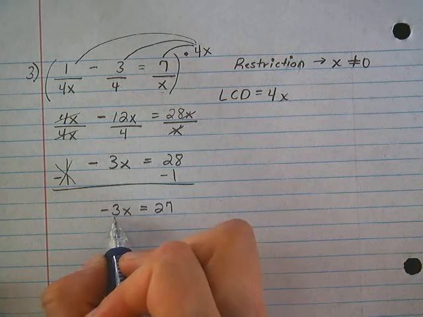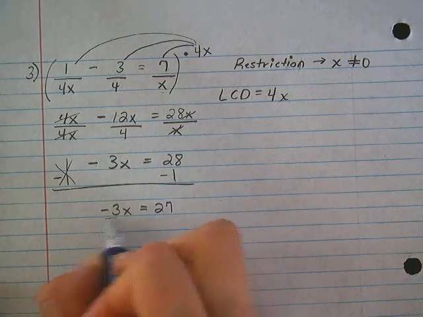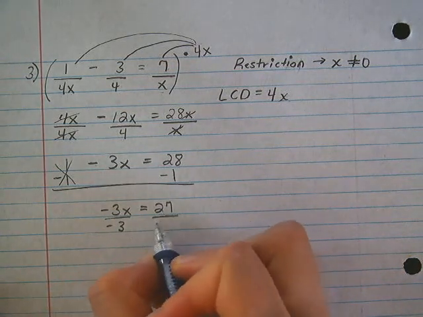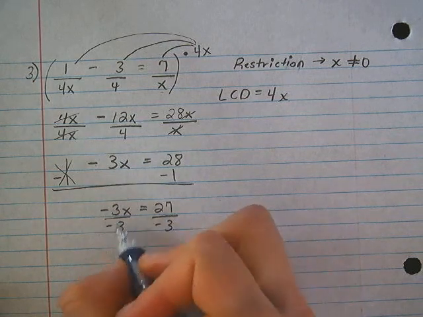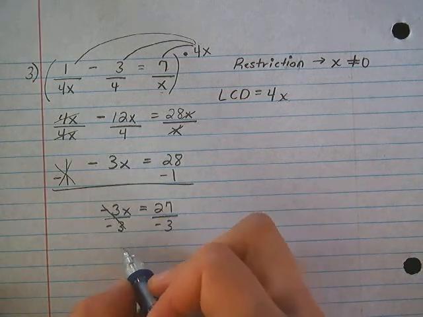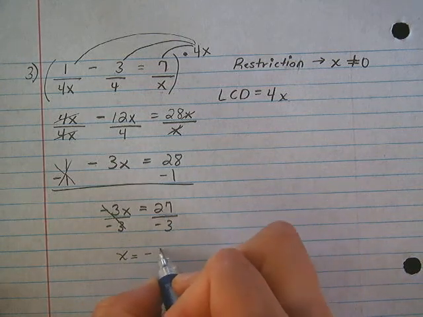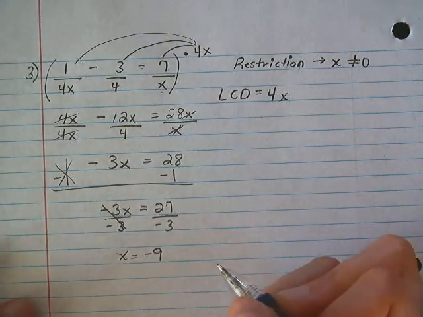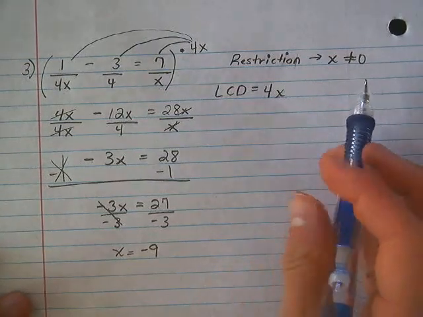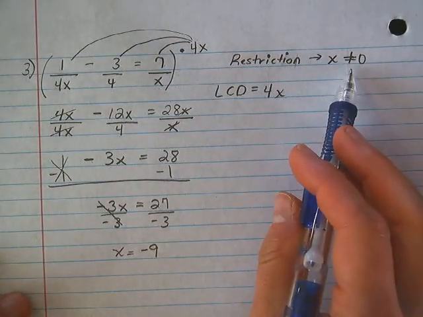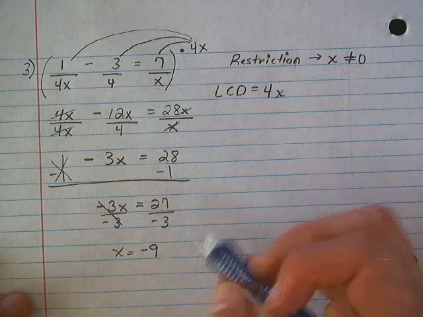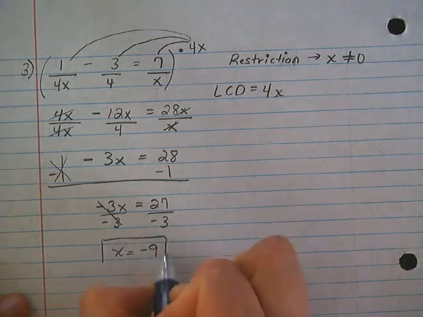And then from there, this is negative 3 times x. So you have to divide by negative 3 on both sides. So negative 3 over negative 3 will be 1. And then I'll have x equals 27 over negative 3, negative 9. Notice we just have to look out. Did we end up with x equal to 0? Well, no, we ended up with it being negative 9.